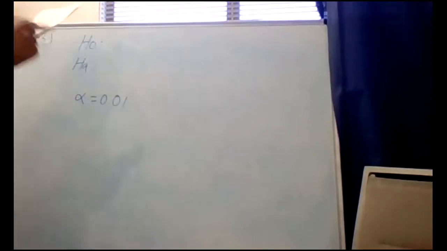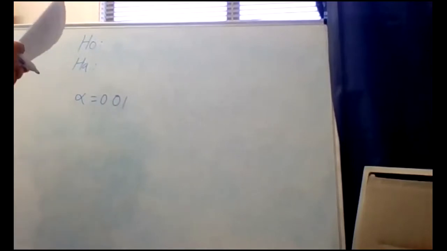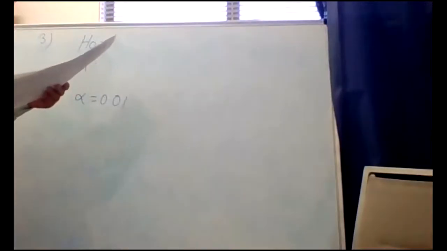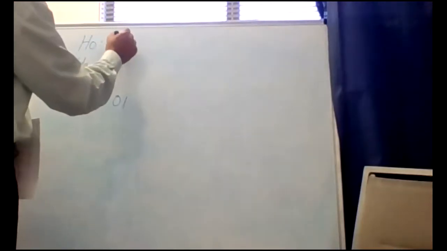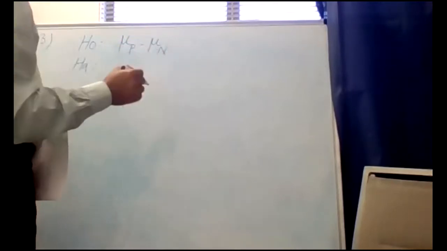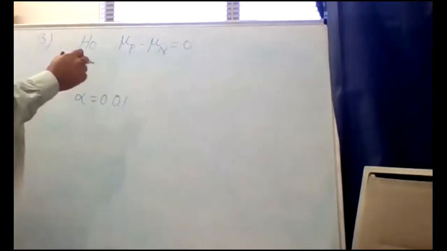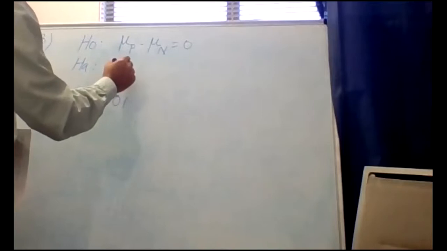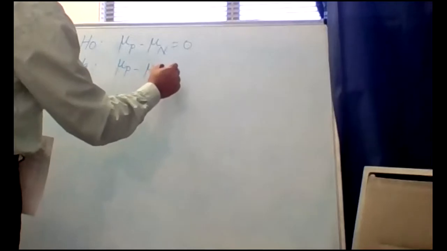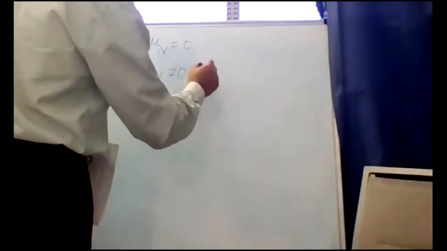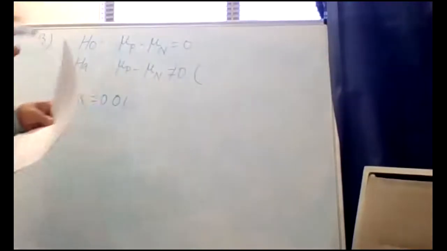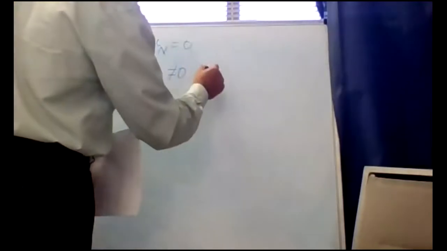Could you write in your paper what is the null hypothesis and alternative hypothesis? So 2 different cities, one is Pennsylvania and the second one is New York. So H naught is mu P minus mu N equal to 0. Alternative hypothesis is there is a difference between these two, so mu P minus mu N not equal to 0. Since the claim is there is a difference or there is not a difference, clearly this is the case of a two-tailed test.